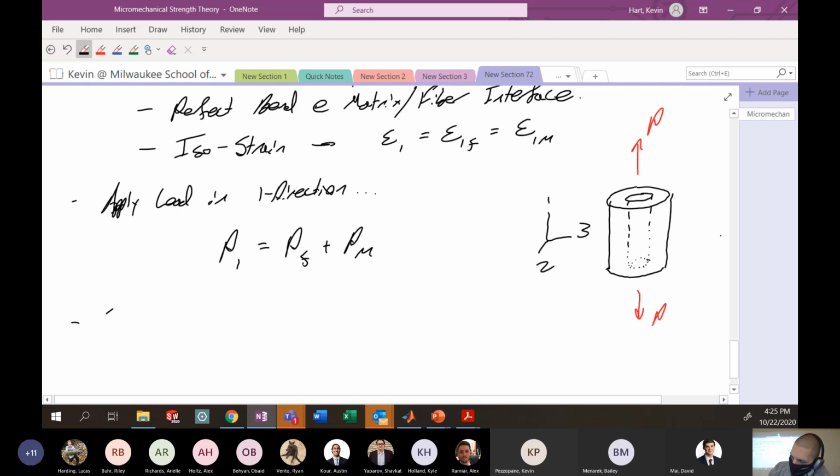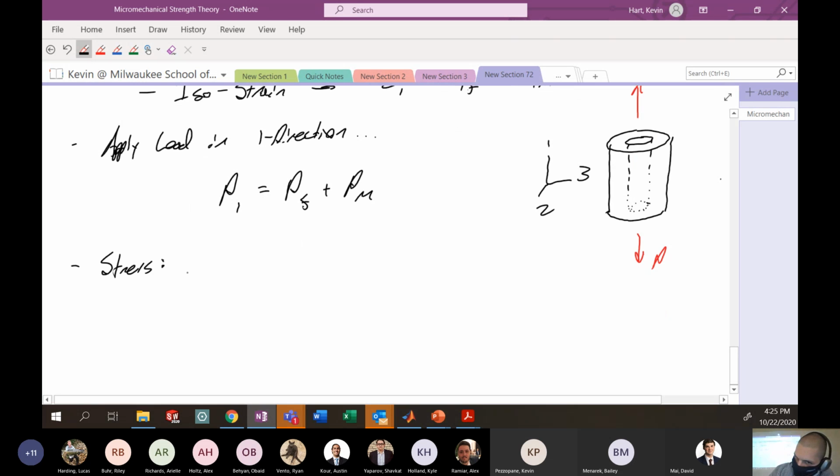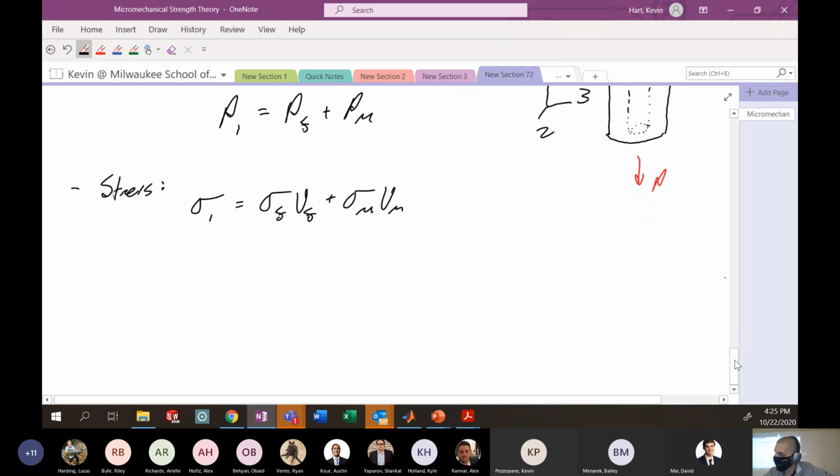Okay, stress. Here's going to be stress in the one direction of the composite, stress on the fiber, volume fraction on the fiber, plus stress on the matrix, volume fraction on the matrix. I think that comes relatively simply from what we've written above. Could divide all of these things by their relative areas, and we know the volume fractions accordingly. So you would be tempted to write the following.